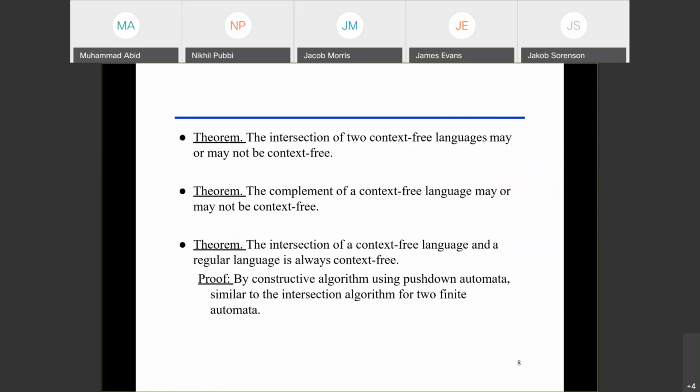So now we have some facts here. We are saying, when you apply intersection, what is intersection? Like S1 plus S2, but you know that plus is equal to union. So how do you get intersection? Union is the way we did last time, but for intersection, you choose the final states of both machines for the new machine. So the intersection of two context-free languages may or may not be context-free.